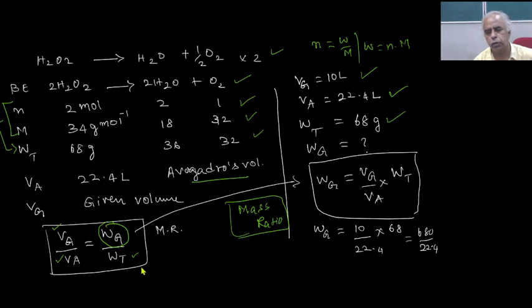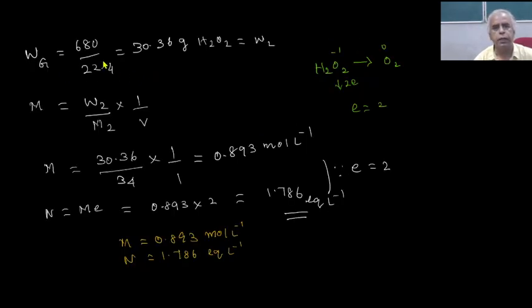So Wg is equal to, we can bring this Wt here, Vg divided by Va into Wt. Do you agree with me? Right. From that we can get 10 liter divided by 22.4 into 68, that is 680 divided by 22.4 liter. So that gives how much? 30.36 gram of H2O2, and that is nothing but the weight. Here I represented it as weight 2, because 2 represents solute, 1 represents solvent. So we can represent the weight of the solute. In this case, hydrogen peroxide is the solute.